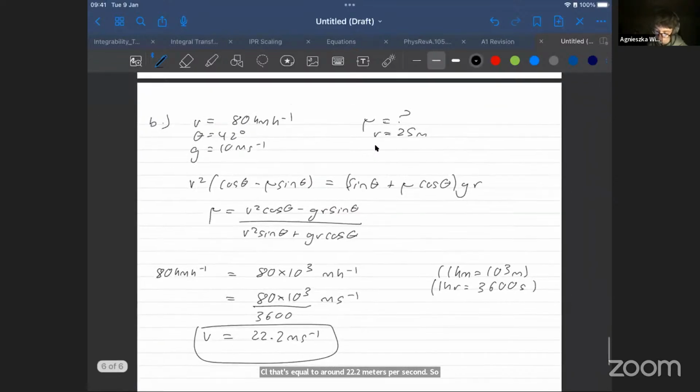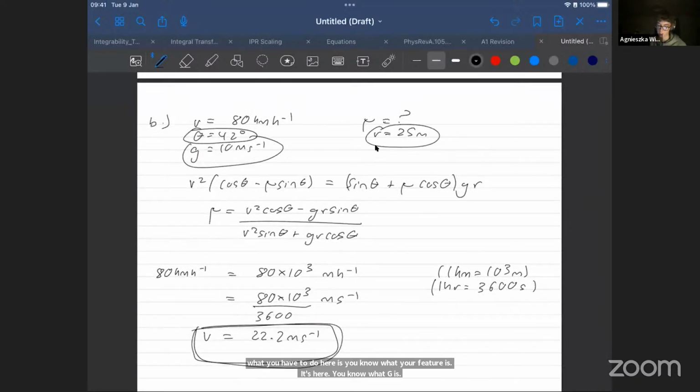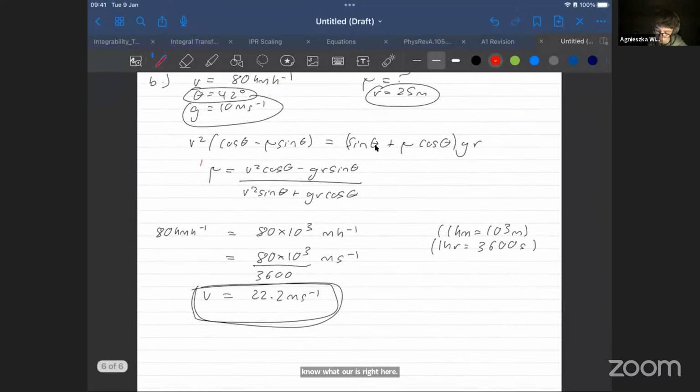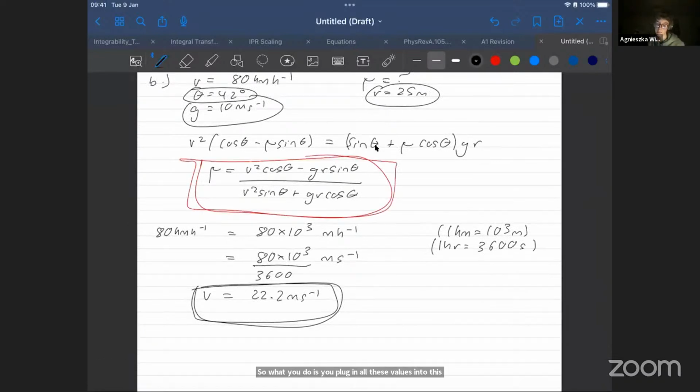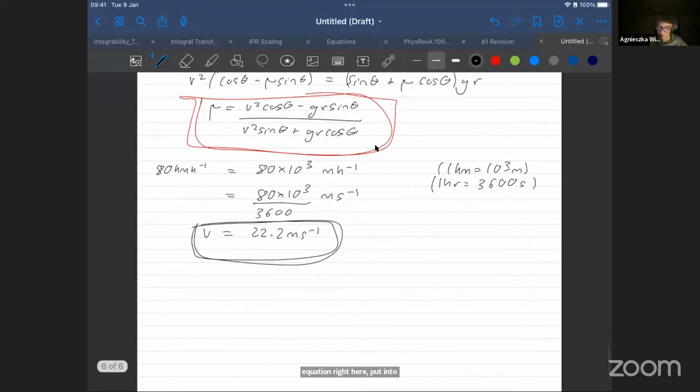So what you have to do here is, you know what your theta is, it's here. You know what g is, it's here. You know what v is, it's right here. And you know what r is right here. So you plug all these values into this equation, put it into your calculator, which you have in the pack. That's all good, and you get that mu is equal to around 0.40. And that is the end of the question.